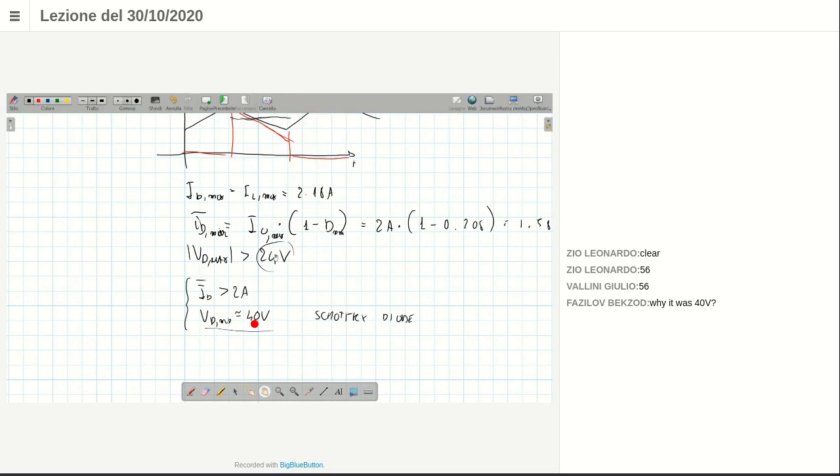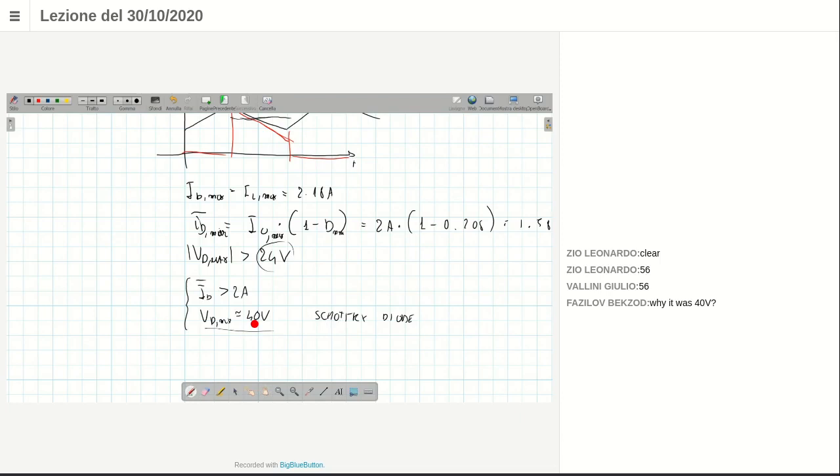Okay, 30 volts is not a common value for a diode. Of course, you should choose a diode with a larger reverse voltage. This 40 volt value is not so large.